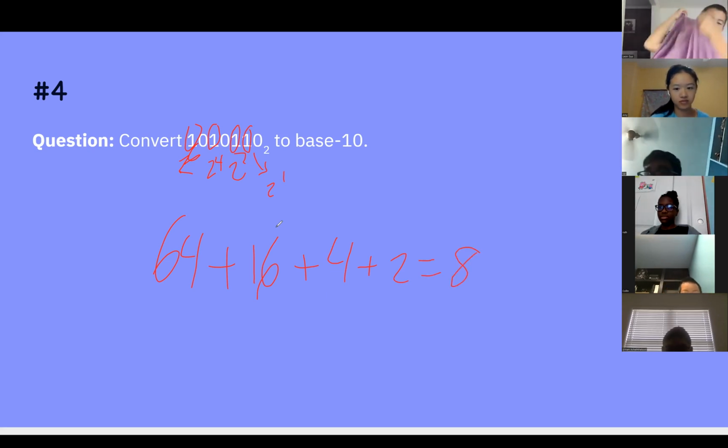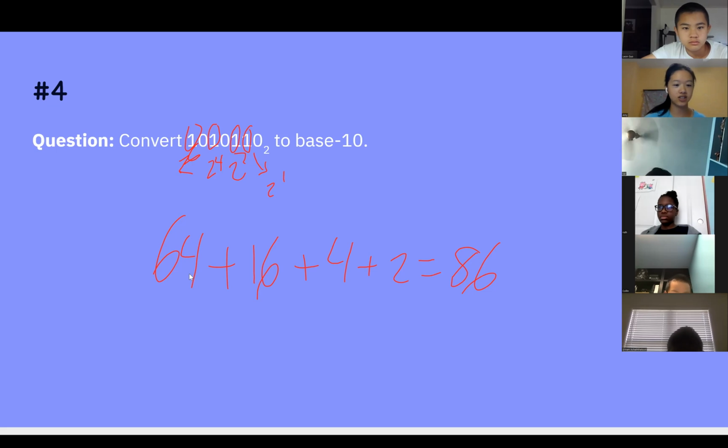Wait, so is converting binary to base 10 just the same as converting binary to decimal? Yeah, base 10 is decimal. It's just a synonym. Okay. So base 10 equals decimal.